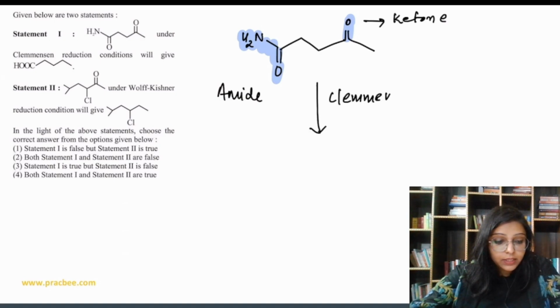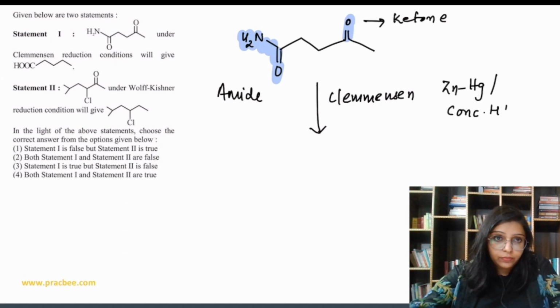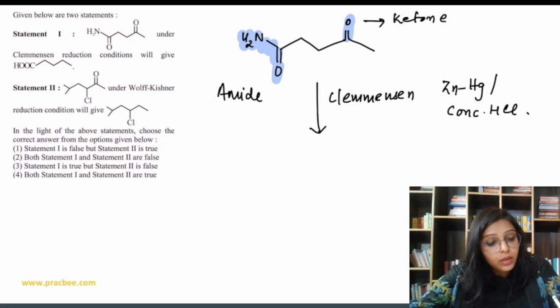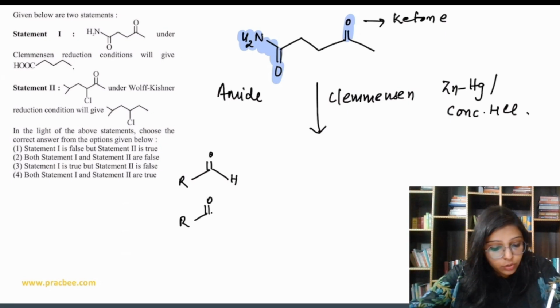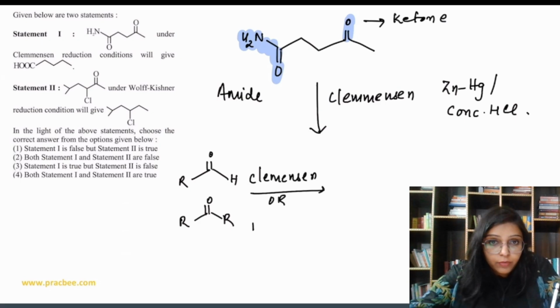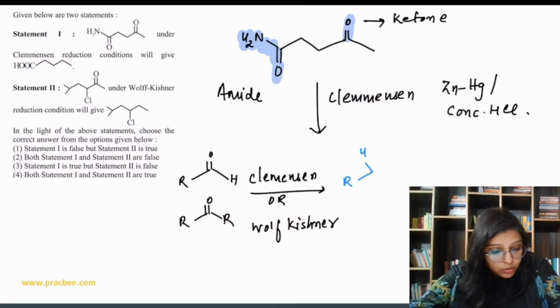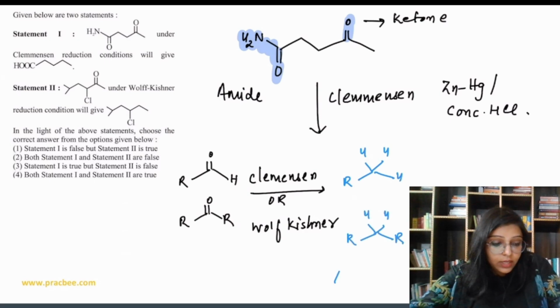What is the reagent in Clemmensen reduction? So we have ZnHg in presence of concentrated HCl. What is the use of this Clemmensen reduction? It converts carbonyl, either aldehyde, RCHO, or if we have ketone, so Clemmensen or Wolff-Kishner gives alkane. Reduction means we can say addition of hydrogen. So what happens? Just removal of oxygen and put hydrogen over here, H and R. So we get alkane.